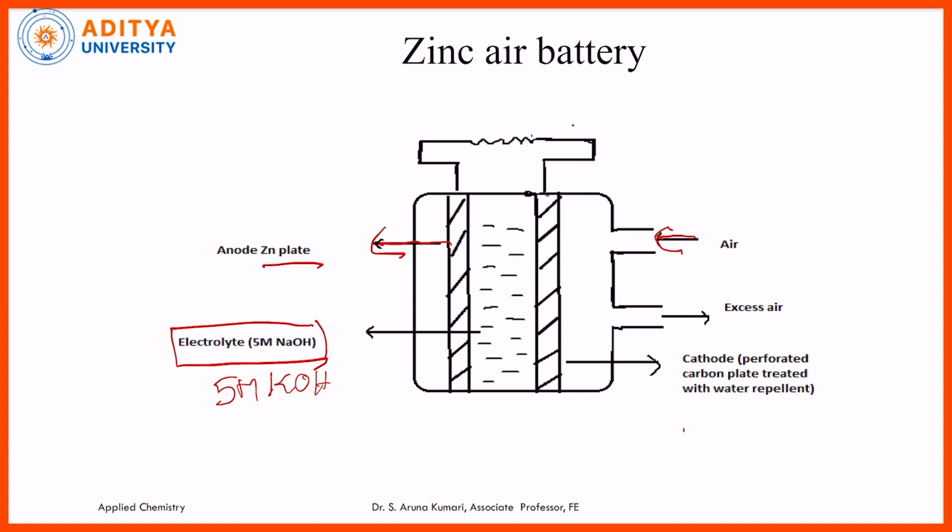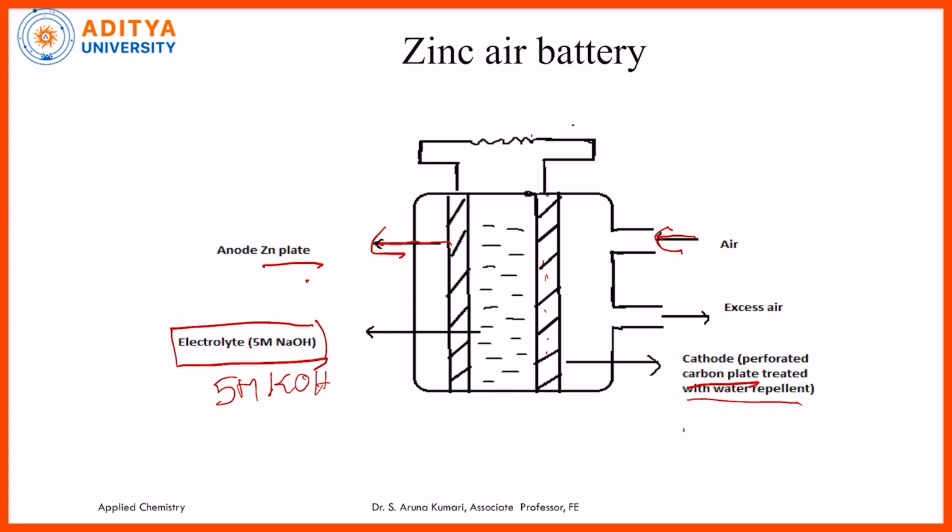And here we can see that the zinc plate has been directly taken as the anode, and the cathode is made up of carbon which is treated with water repellent, and it has fine perforations so that air can simply enter into this cathode. And in between anode and cathode, we can see the 5 molar sodium hydroxide or 5 molar potassium hydroxide.